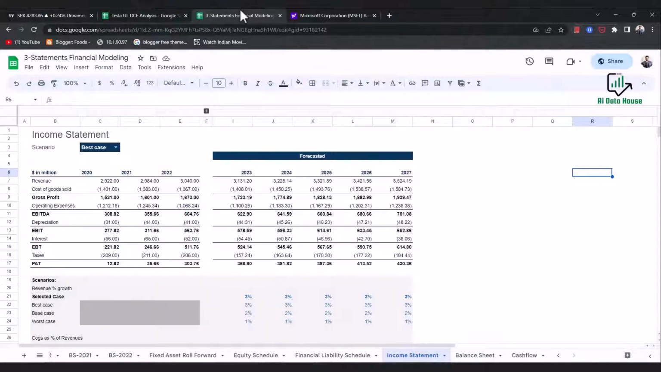Financial statements are the backbone of financial modeling. They provide a snapshot of a company's financial performance, position, and cash flow. Understanding these statements is essential for building accurate and insightful financial models.